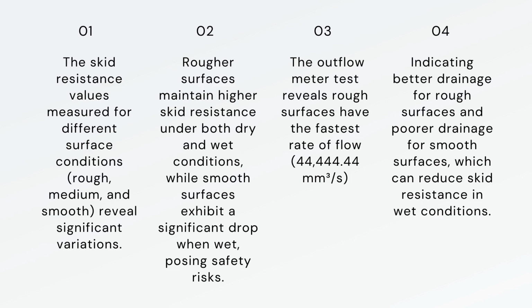The outflow meter test reveals rough surfaces have the fastest rate of flow, 44,444.44 millimeters cubed per second. Medium surfaces 41,407.86 millimeters cubed per second, and smooth surfaces 24,509.80 millimeters cubed per second, indicating better drainage for rough surfaces and poorer drainage for smooth surfaces, which can reduce skid resistance in wet conditions.